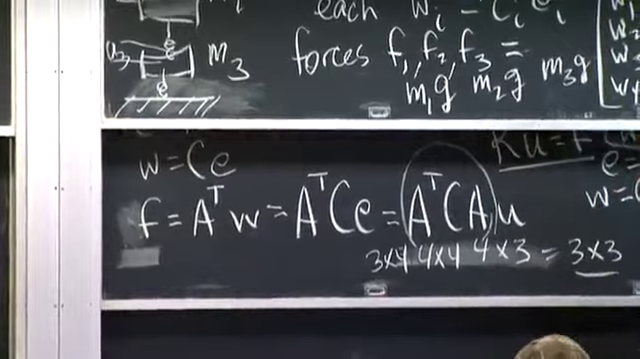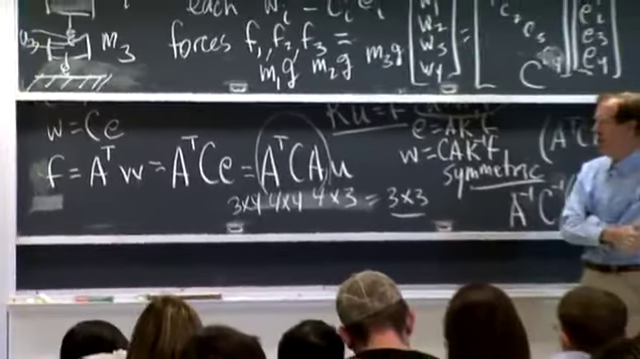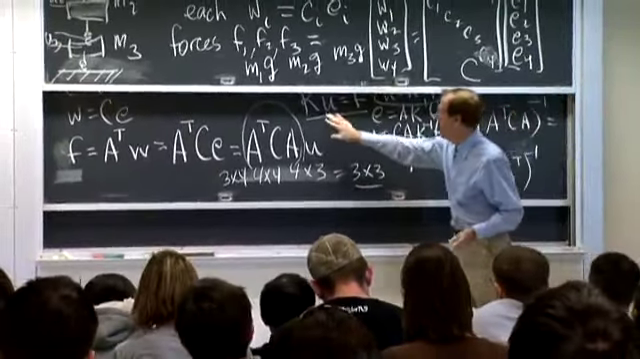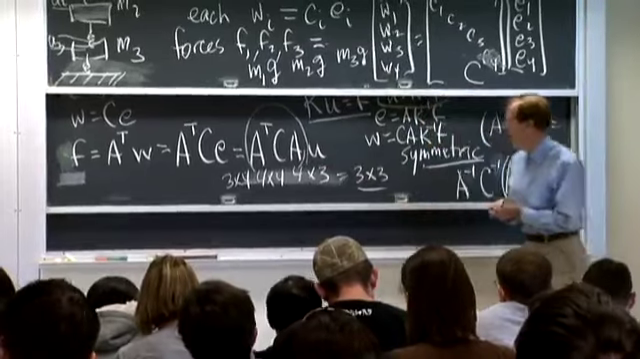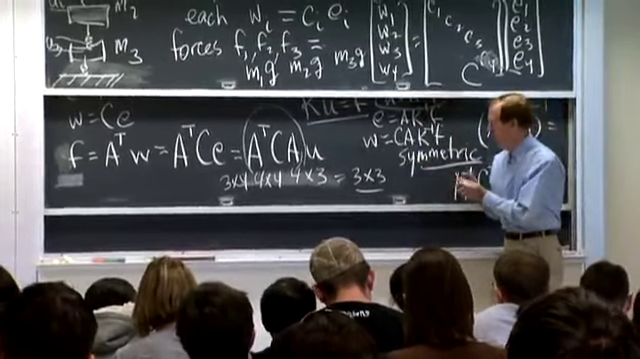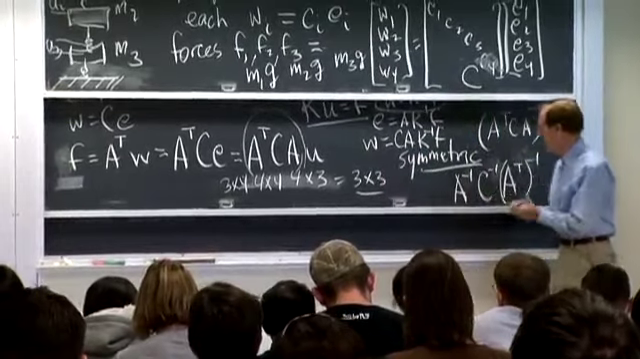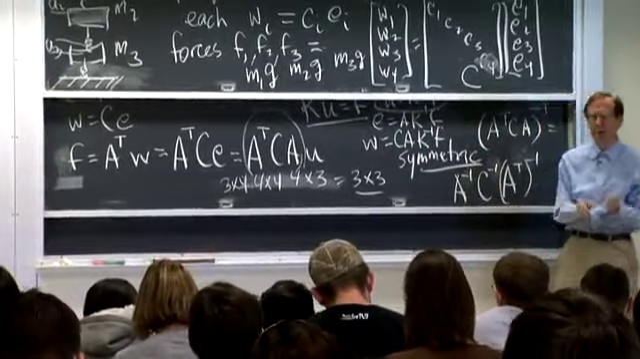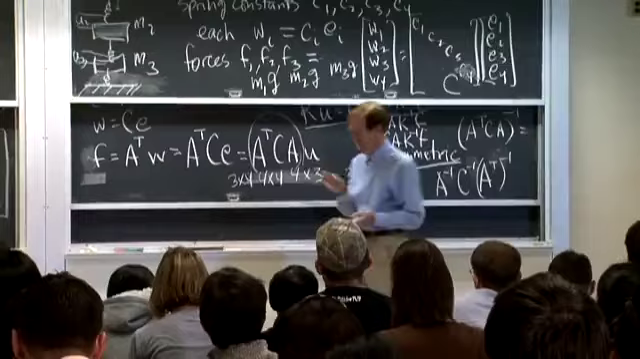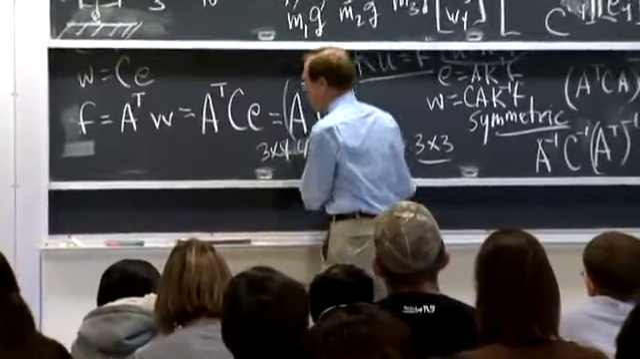Okay. All right. Key question: what's this matrix K, this A transpose CA? We know it's a square matrix, we know it's a symmetric matrix, but it would be really nice to know what it looks like. What does that matrix look like?